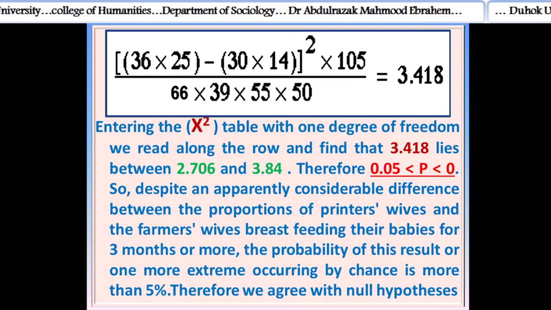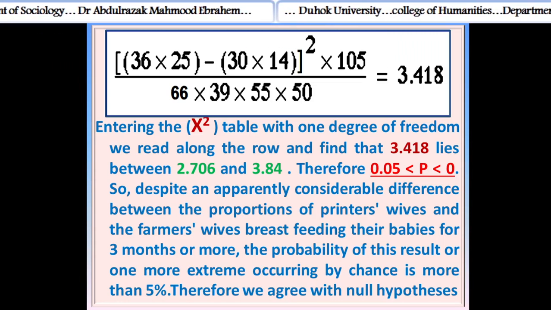Now we must exchange the symbols with numbers from table 8.3. 36 multiplied by 25 minus 30 multiplied by 40, all this squared, multiplied by 105, all the sample, divided by 60 multiplied by 66 multiplied by 39 multiplied by 55 multiplied by 50, equals 3.4. This is the result, the value of chi-square.